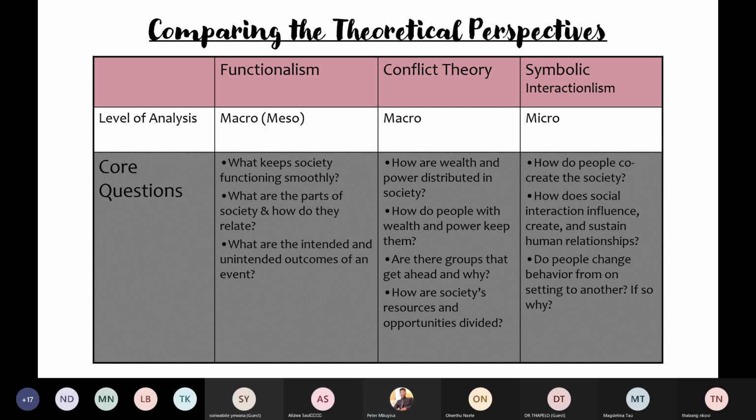So who is wealthy and who is poor determines how much power that person possesses. That's what Karl Marx makes us explore. And question number 2 says, how do people with wealth and power keep them?